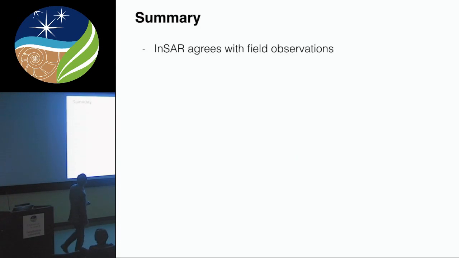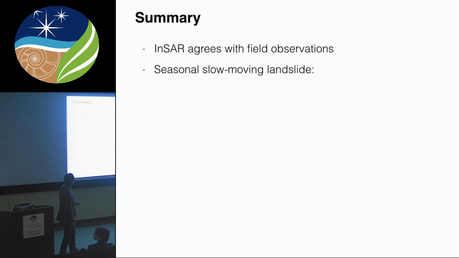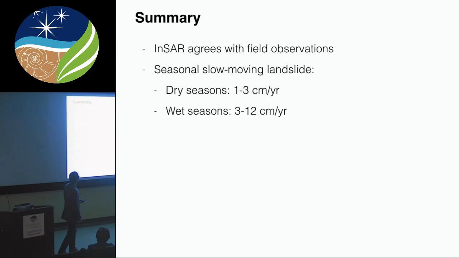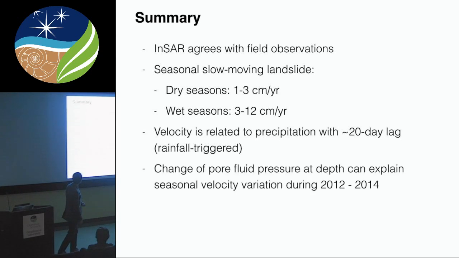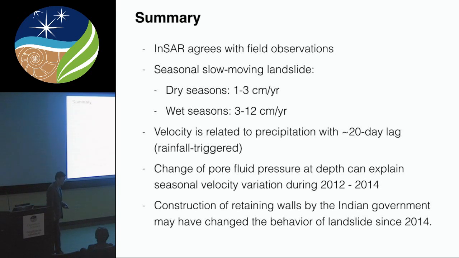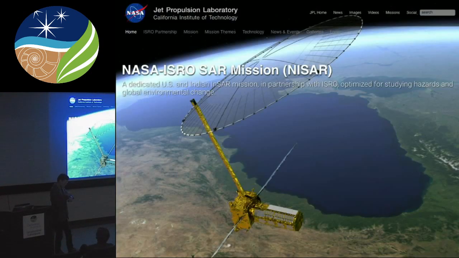So the summary of this part is our InSAR shows a very good agreement with the field observation, and we indeed see seasonal slow-moving landslides. In a dry year it is in this range. In the wet year it is roughly 3 to 12 centimeters per year, and the velocity peaks generally 20 days after the peak precipitation. And then the change of porphyry pressure at depth can explain the seasonal velocity variation during 2012 to 14. And then the construction of this retaining wall might have slowed down and changed the behavior of a landslide. Okay, so that's pretty much what I want to talk about today.